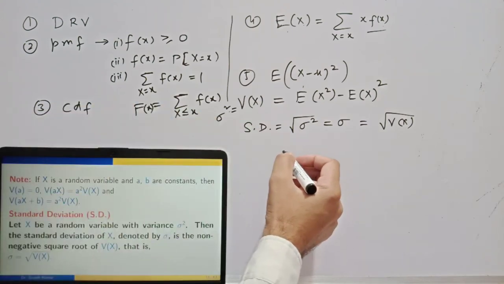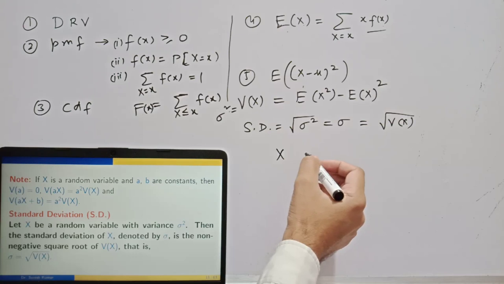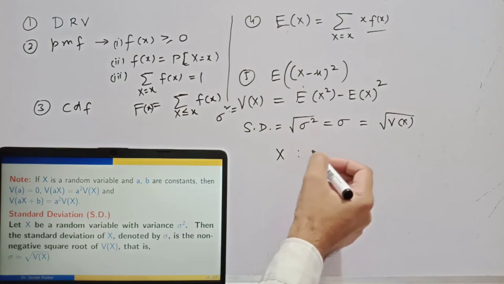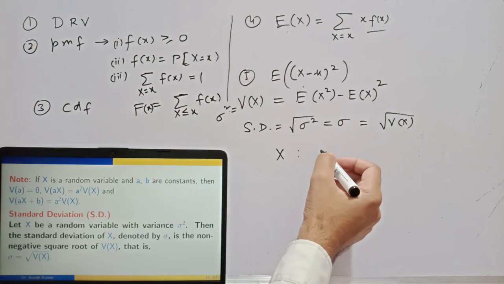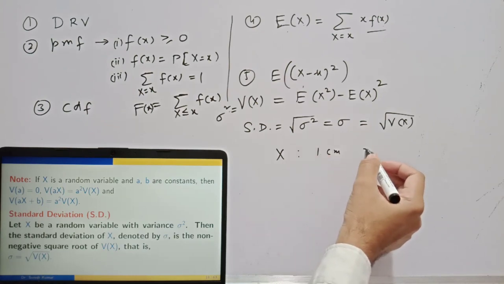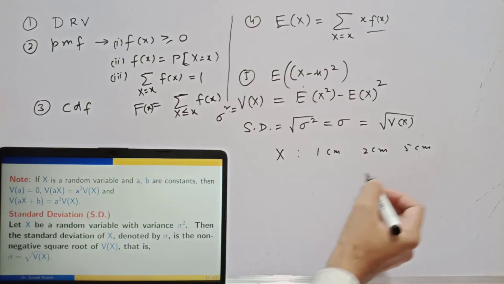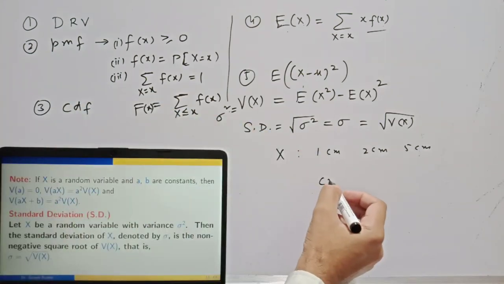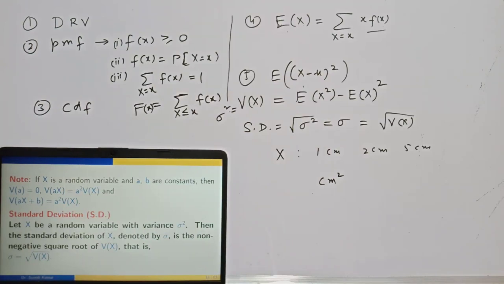See, if your data values are in centimeters, say you are dealing with some data given in centimeters, 1 centimeter, 2 centimeters, 5 centimeters, like this. If you calculate variance, your answer would be in centimeter square. So you would say that the deviation is in centimeter square. That probably doesn't make much sense. But if you take its square root, then you say, okay, this much deviation is there from the central value. So it matches the unit of the given data. That's why it is defined separately.